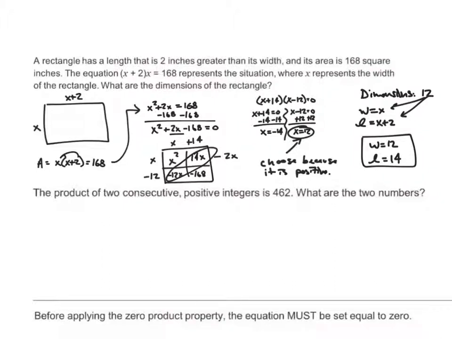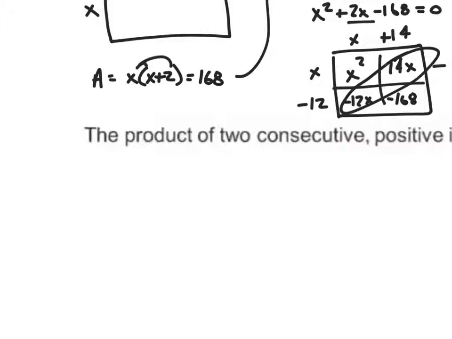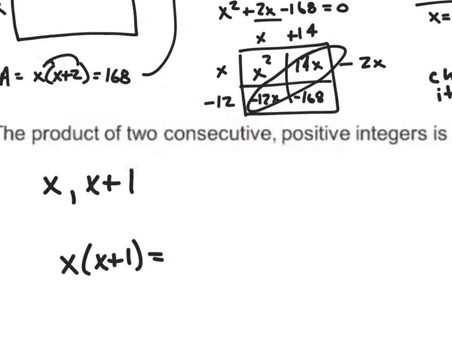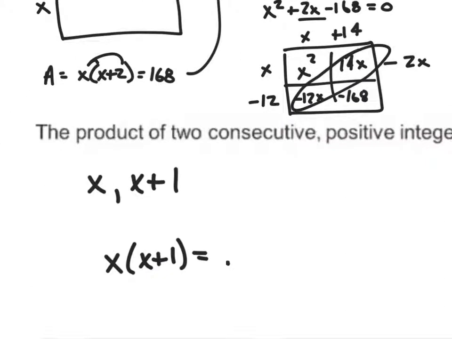On this one, it says the product of two consecutive positive integers is 462. What are the two numbers? So if I had some consecutive integer, I would call that x. The next consecutive number would be x plus 1. So what I want to do is take the product of them, which means I'm going to multiply x times x plus 1 and set that equal to 462.